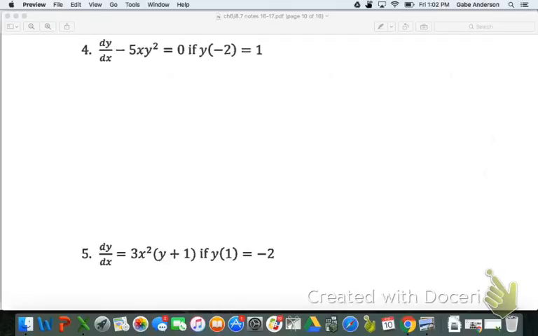Okay, so separating the variables with number 4, it's going to involve, like I said, just a little bit more. dy dx equals 5xy squared, just by adding 5xy squared to both sides. Saw most folks with that.